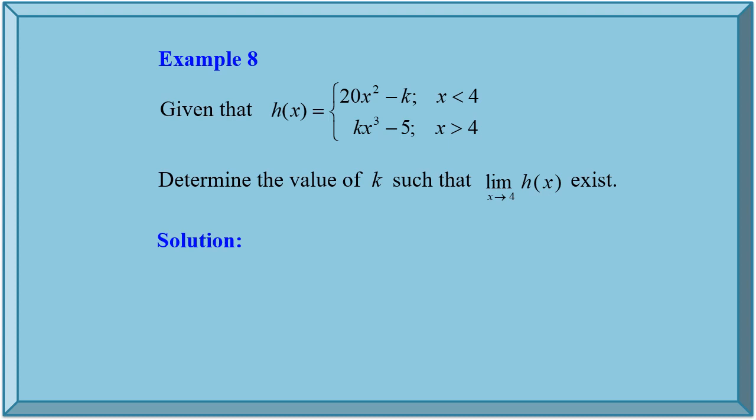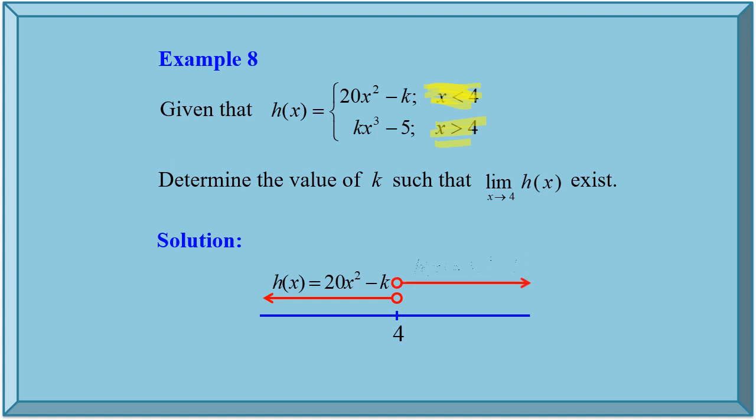Example 8. Given that h(x) is equal to 20x squared minus k, where x is less than 4, and kx cubed minus 5 for x more than 4. Determine the value of k such that the limit of h(x) as x approaches 4 exists. Okay, so we have a function of 20x squared minus k on the left side of 4 and kx cubed minus 5 for x more than 4. To find the value of k, we can use the existence of limit, where the limit from the left side equals the limit from the right side.